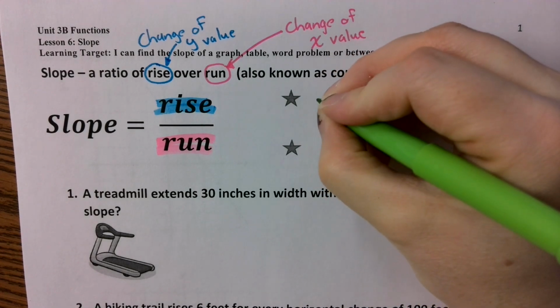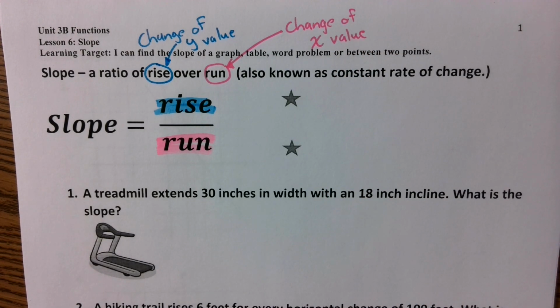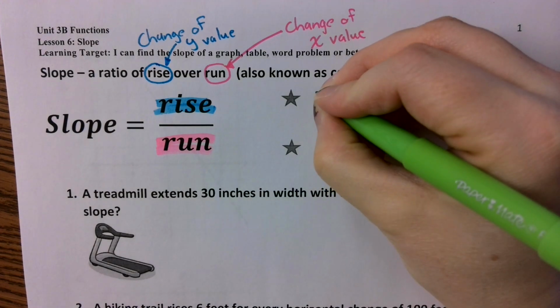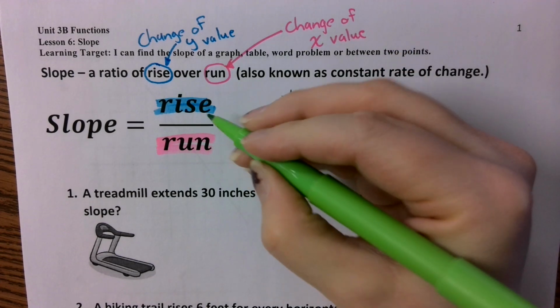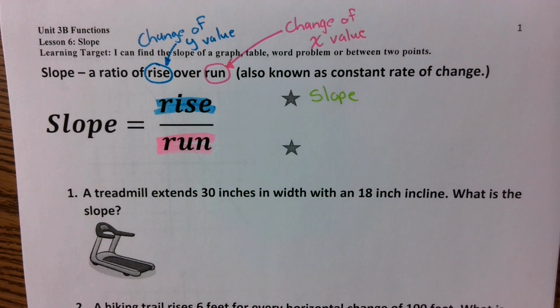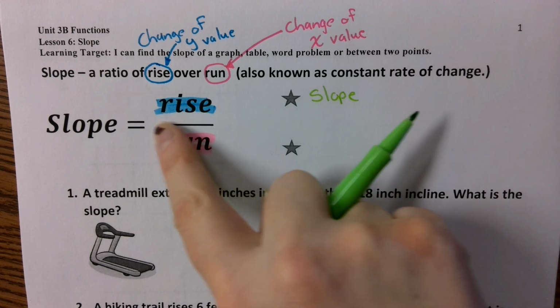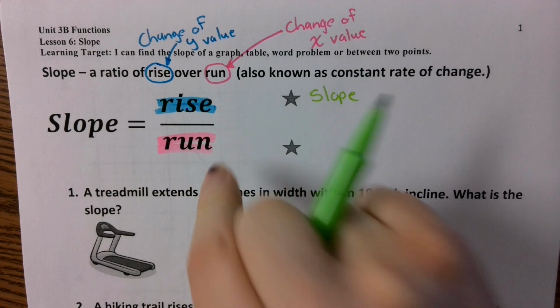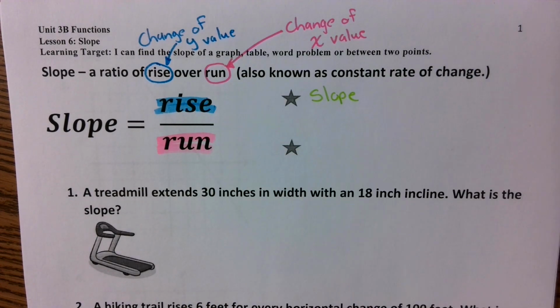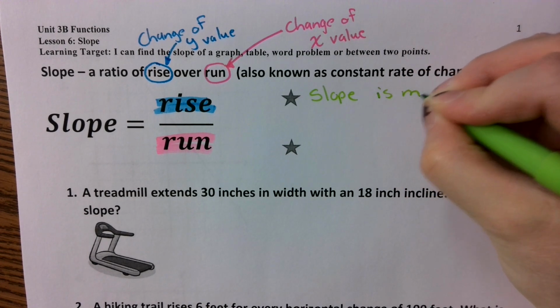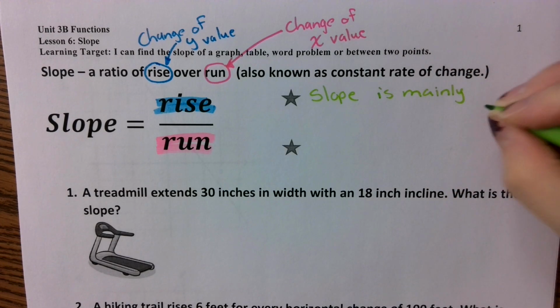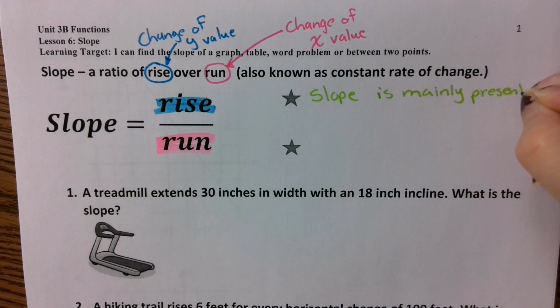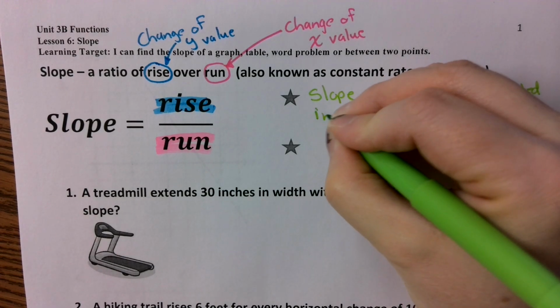Point number one that's really important is that slope is mainly presented as a fraction. Sometimes you'll have it written as a decimal, but the majority of the time it's going to be written as a fraction, hence the reason it's rise over run. And again, we do not do mixed numbers. There's no value that's going to be written in the front. It has to be an improper fraction or proper fraction because it has to be rise over run. So slope is mainly, not always, but mainly presented in fraction form.